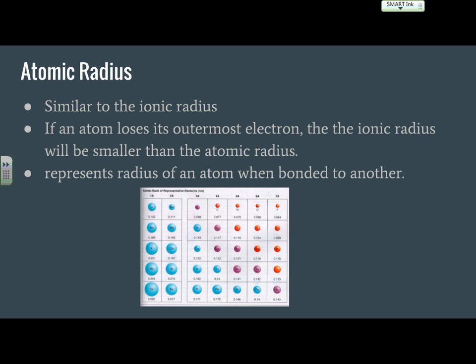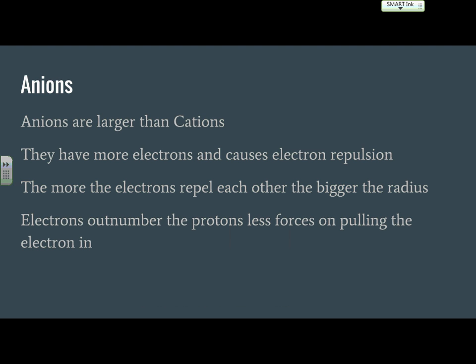All right. So this is ionic radius. It's similar because it's about the electrons and how big it is. The more electrons there are, the bigger the radius is, because they repel each other. So anions are typically larger than cations because they have more electrons that cause repulsion. The more electrons that repel gives it a bigger radius.